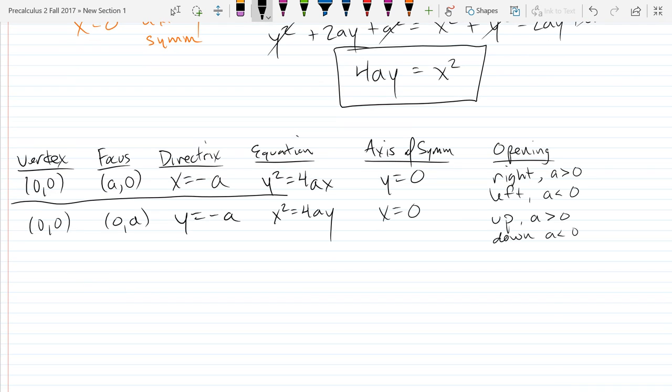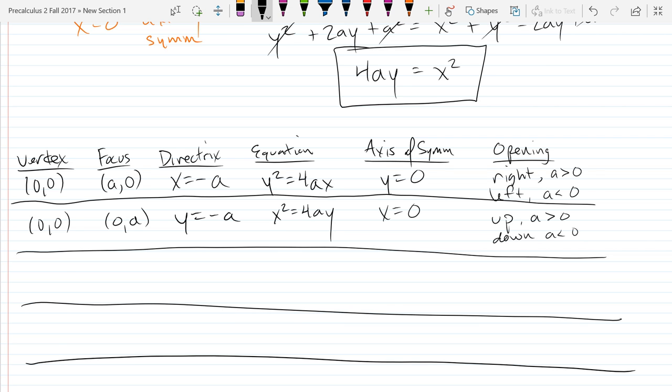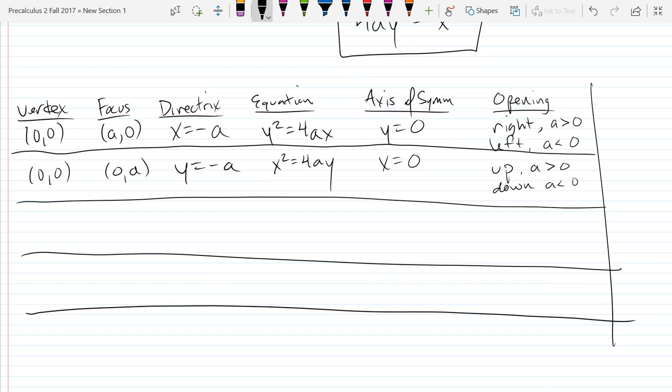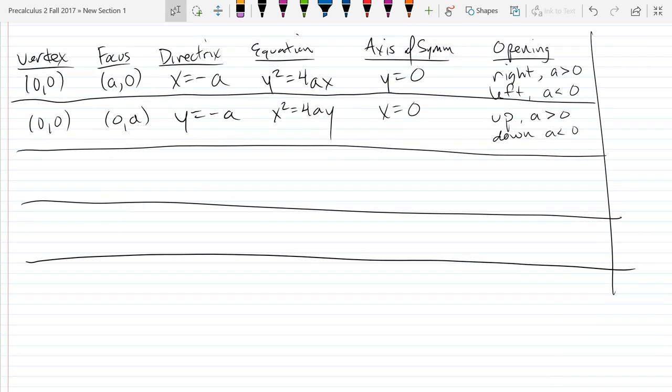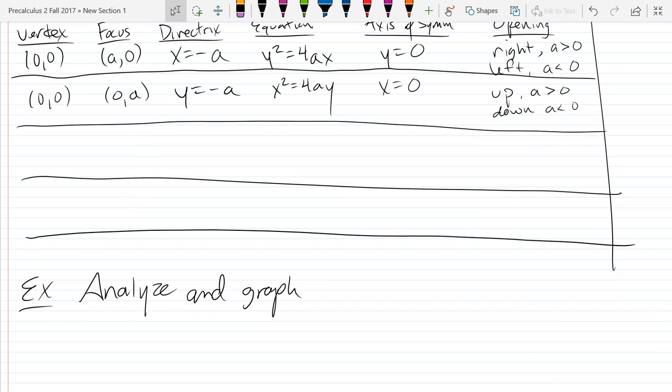So we're actually going to only have four rows total in this table. So leave some space. We're going to come back and fill in two more rows. So this next example, we're going to analyze and graph.